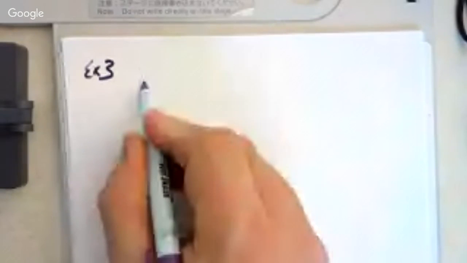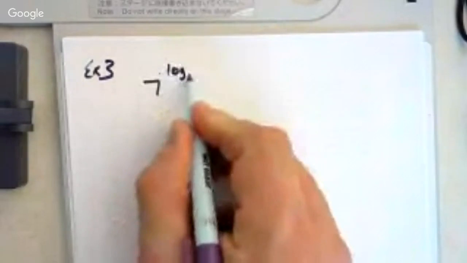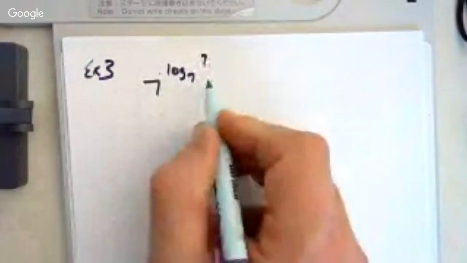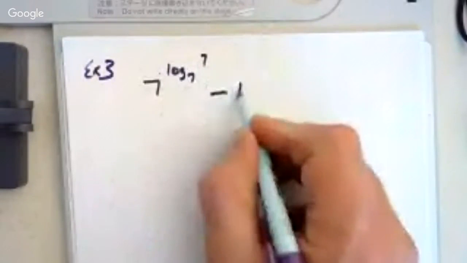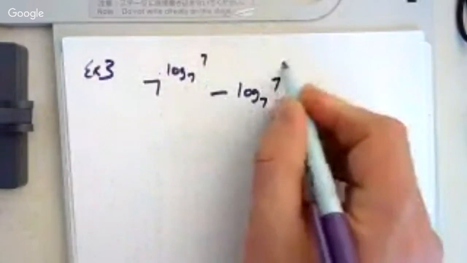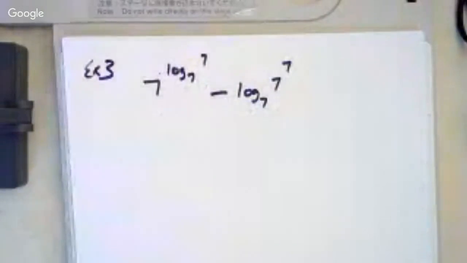We have a fun one. 7 to the power of log base 7 of 7, minus log base 7 of 7 to the 7th power. Ready, set, math. What's it equal to? I'll give you a hint. It's a whole number.